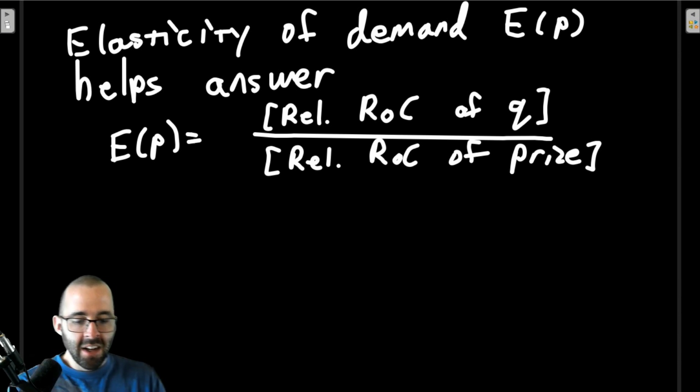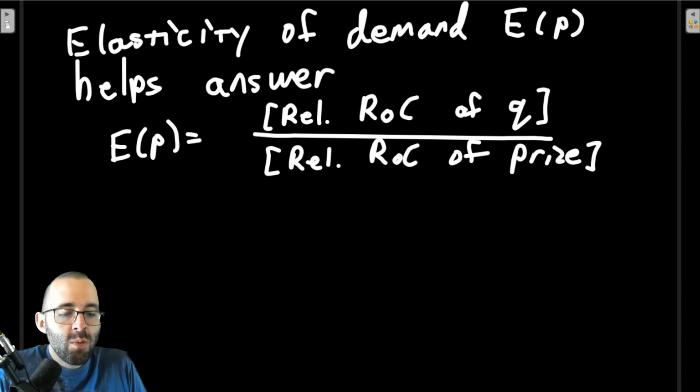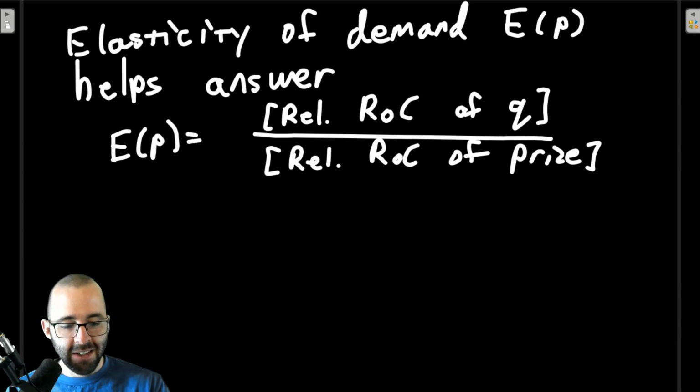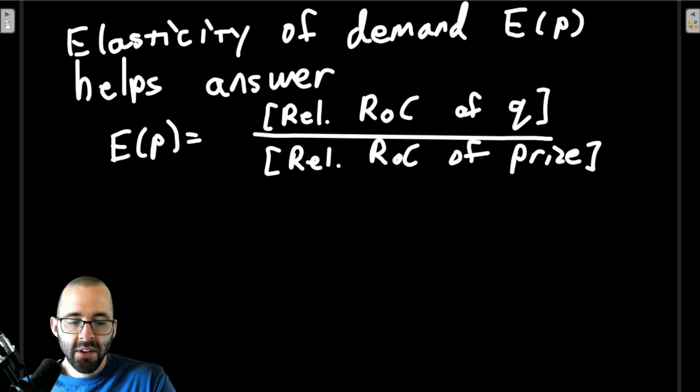So to think about how this affects our revenue, all we have to do is look at the relative amount of each one of them. And what's interesting right here is this is always a negative number, because the relative rate of change of the quantity is always a negative slope.